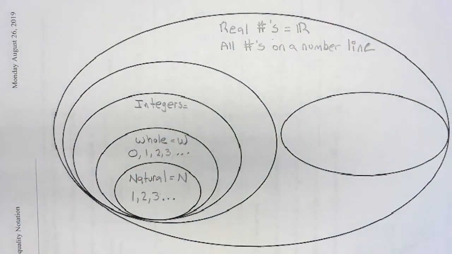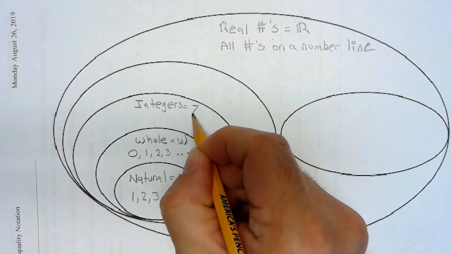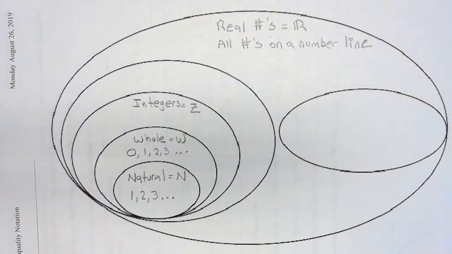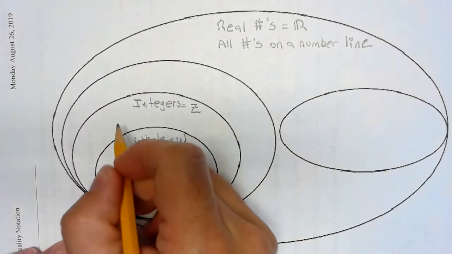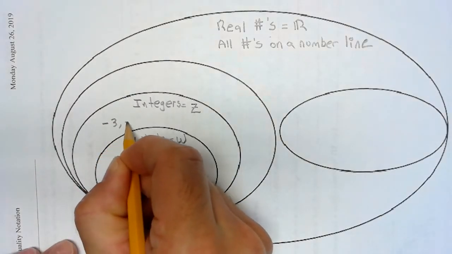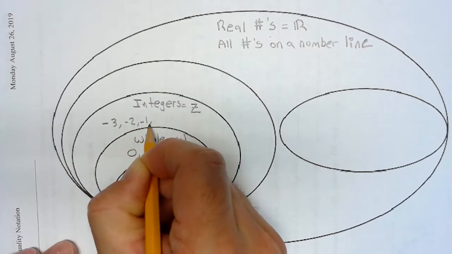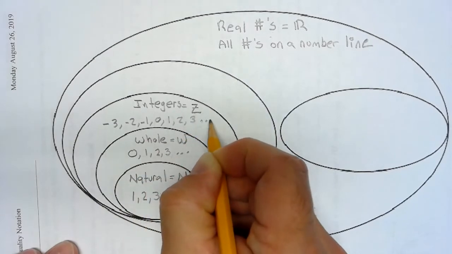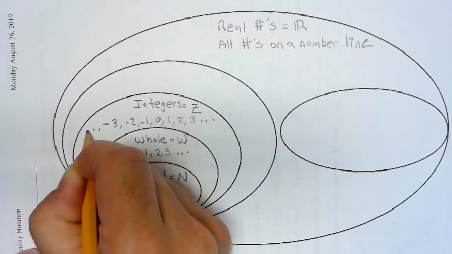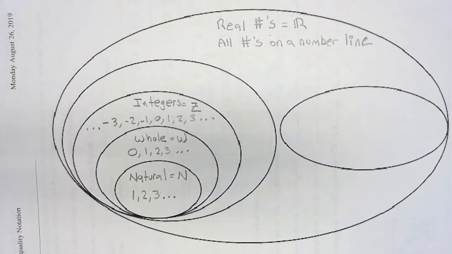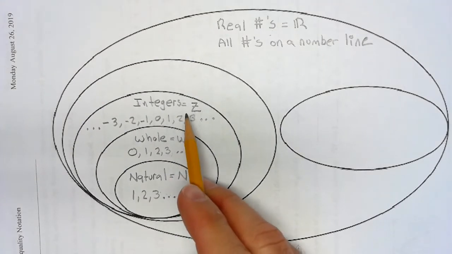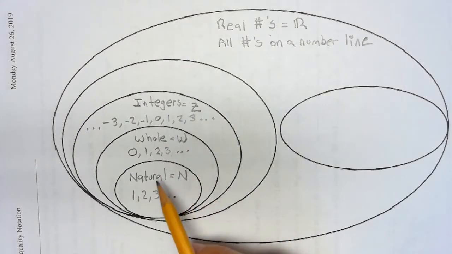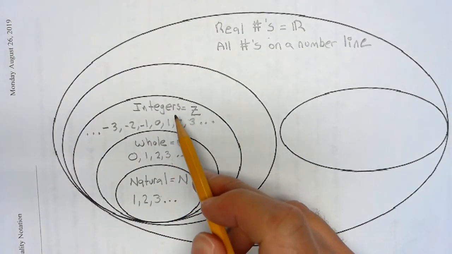Which integers are represented by the capital Z. Now, integers are -3, -2, -1, 0, 1, 2, 3, and you can go to the right and to the left. Okay. Now, natural numbers are a subset of whole numbers. Whole numbers are a set of integers. And natural numbers and whole numbers are a subset of integers.